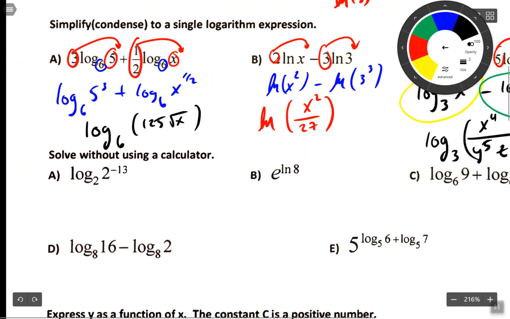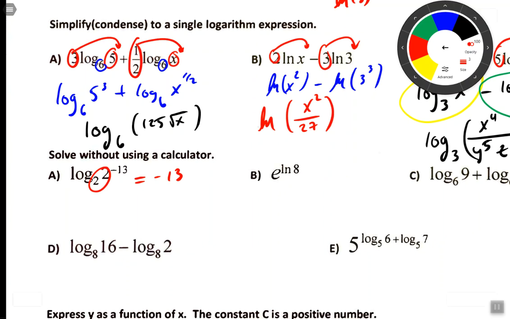Okay, now you're going to solve without a calculator. You're not really solving, you're just simplifying. It says solve, but you're simplifying. Here's the thing you need to know. Remember, ln does natural log. Well, guess what? Log base 2 undoes 2 to the x. 2 to the x undoes log base 2. I need you to just look right here. Do you see that these are the same base? Since they're the same, they undo each other, and the answer is negative 13. That makes sense. That was easy.